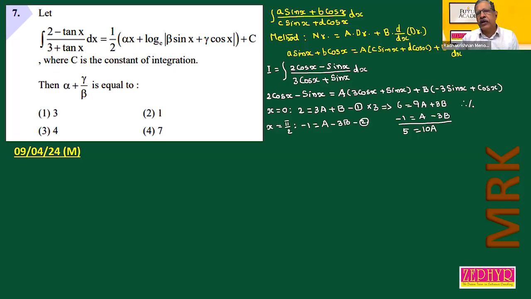Therefore, A is equal to 5 by 10, that's 1 by 2. Find B also. B is equal to 2 minus 3A. 3A means 3 into 1 by 2 is 3 by 2. So 2 into 2, 4 minus 3 by 2, that is 1 by 2. Okay. A and B both are 1 by 2.